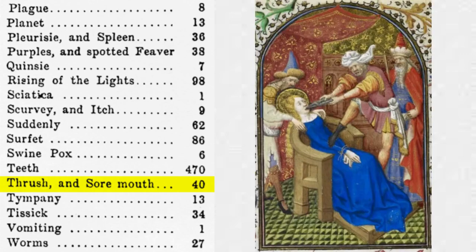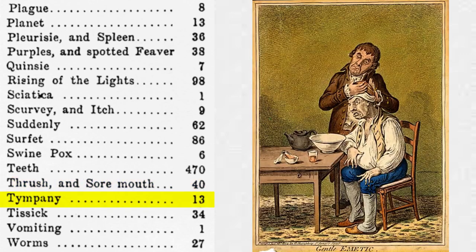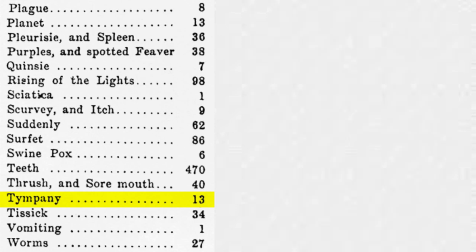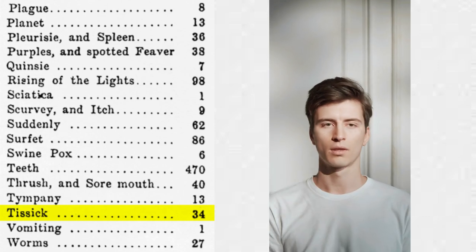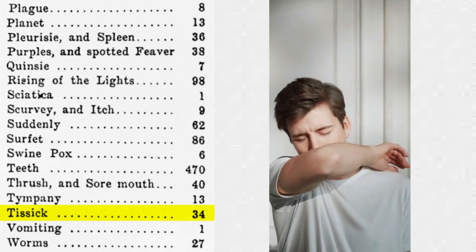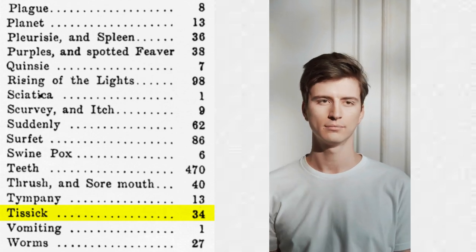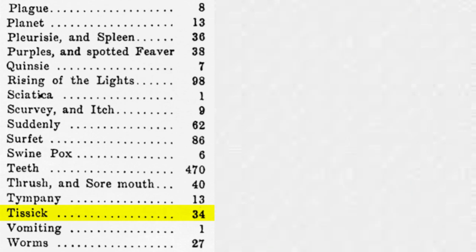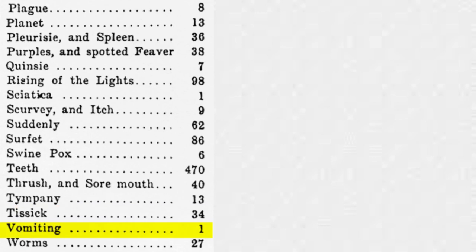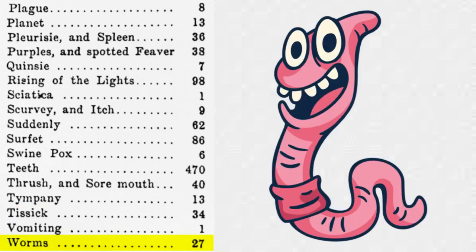40 died of thrush, which is a yeast overgrowth of the mouth or genitals. 13 died of tympany, an abdominal tumor, or other bloating/digestion issues. 34 died of tisic, which is a cough. This can also refer to the coughing and wasting away of tuberculosis, but being as they have this as a couple separate categories, I think this is more cough related. 1 puked himself to death, and 27 were eaten by some sort of worm.